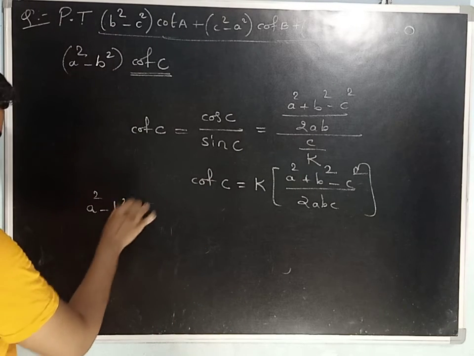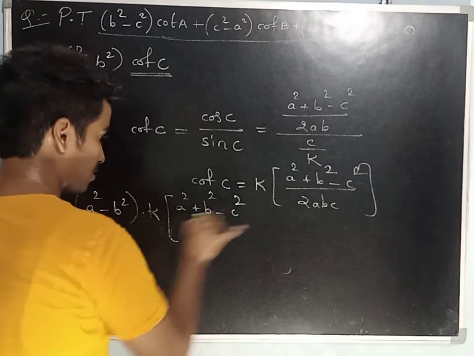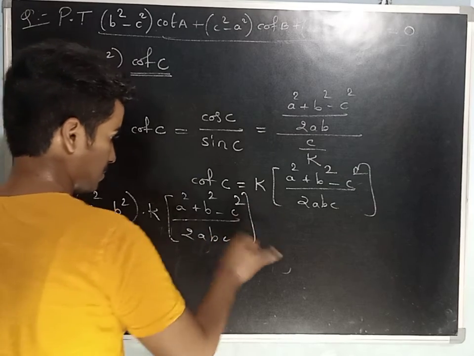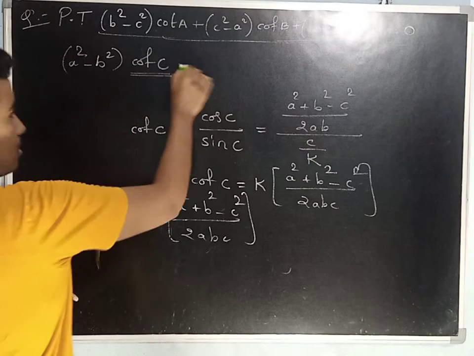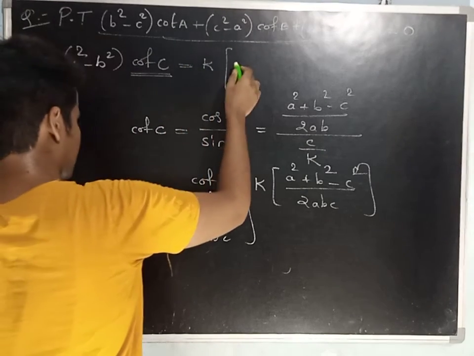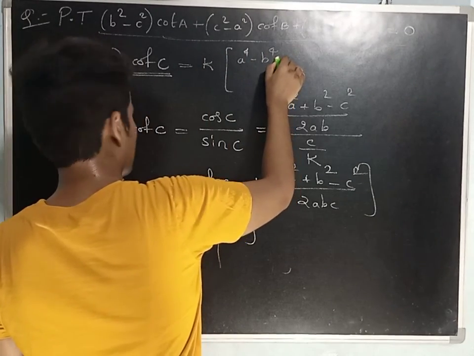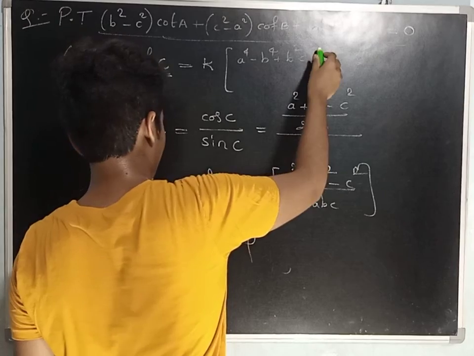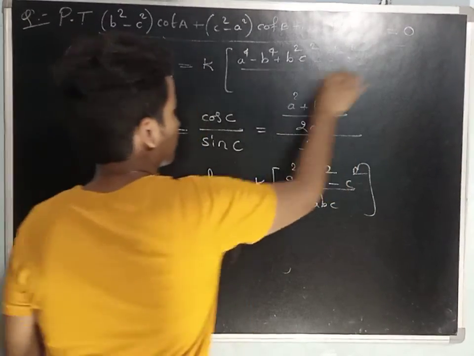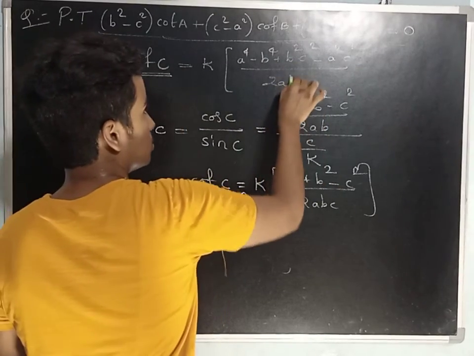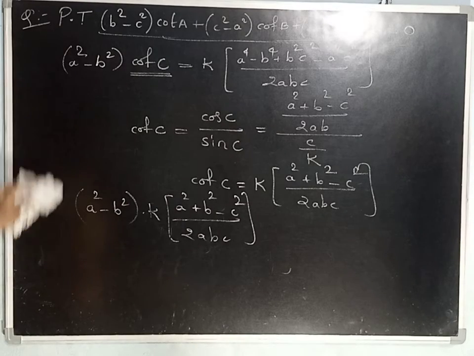So (a square minus b square) into k into (a square plus b square minus c square) by 2abc. What we are going to get is k into (a power 4 minus b power 4 plus b square c square minus a square c square) by 2abc.